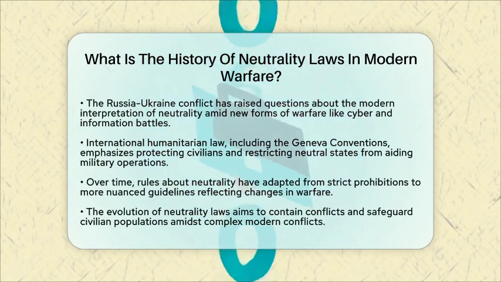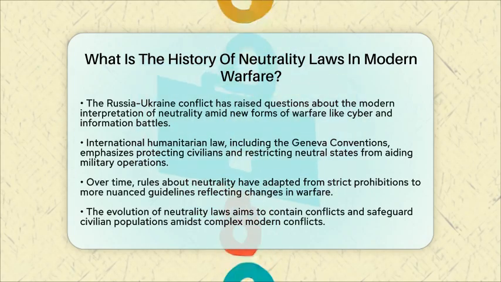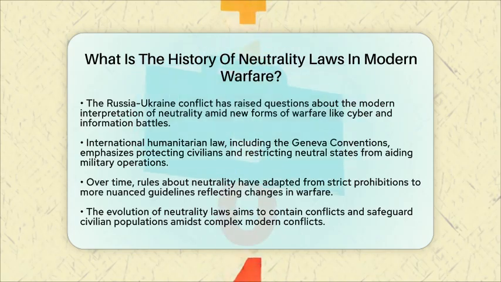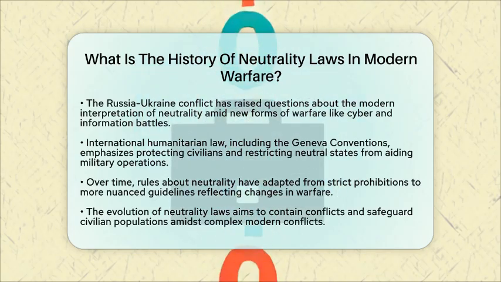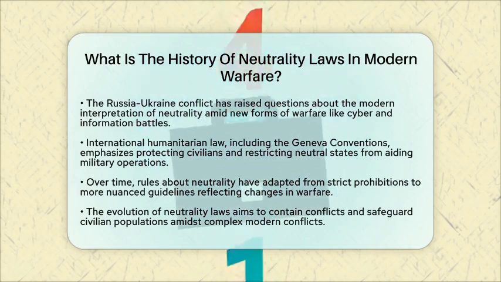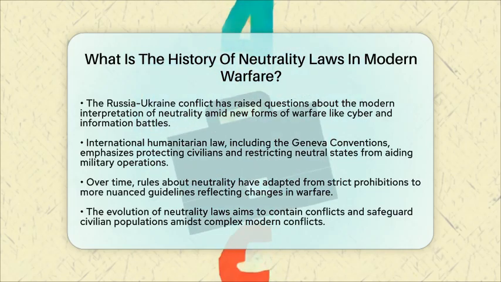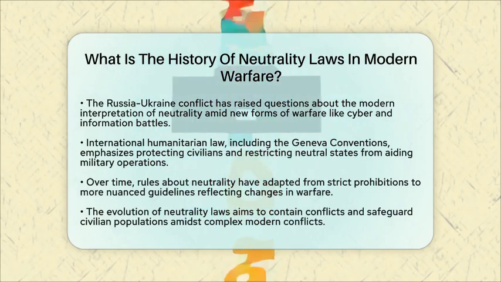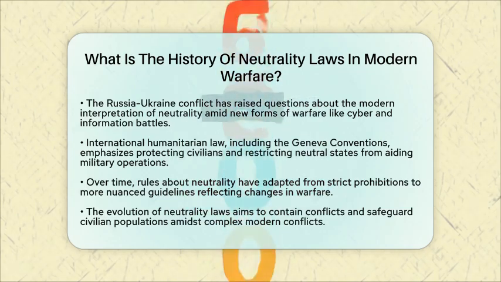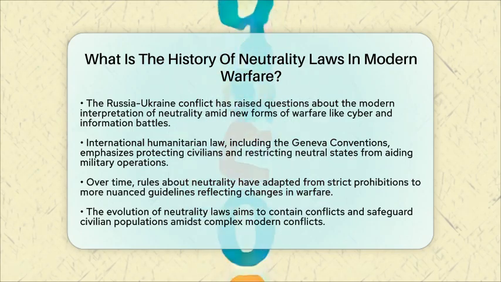International humanitarian law, including the Geneva Conventions, aims to protect civilians and limit conflict spread. Neutral states are expected to prevent their territory from being used for military operations and to avoid participating in hostilities. Over time, the rules about neutrality have grown more adaptable, reflecting the changing nature of war and the importance of protecting civilians. This history shows how international laws have evolved from strict rules to more nuanced guidelines, all trying to keep conflicts contained and civilians safe.